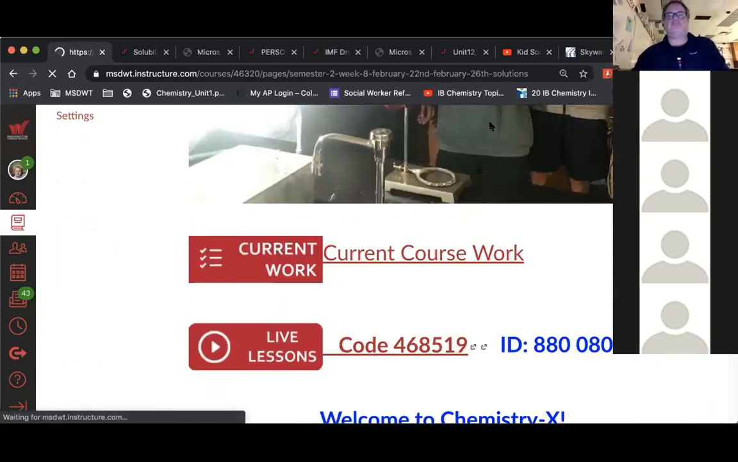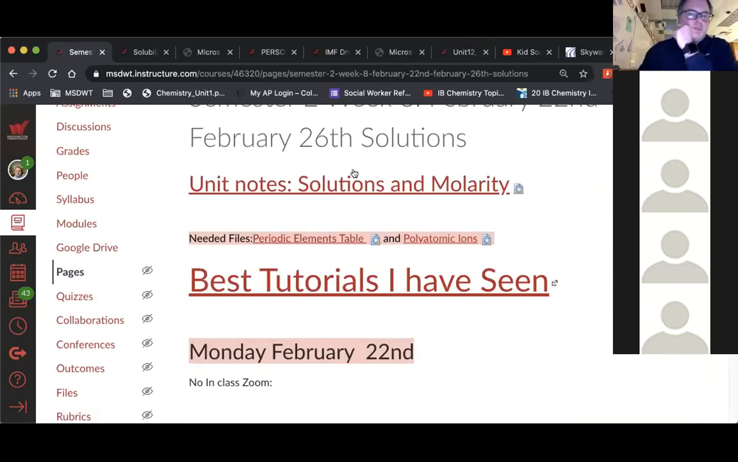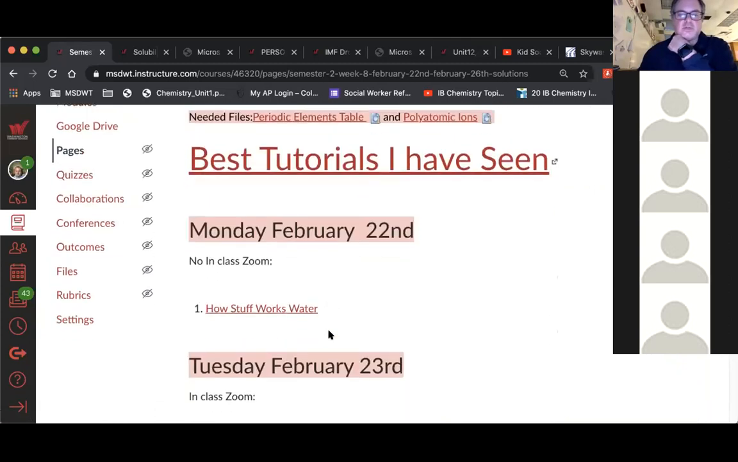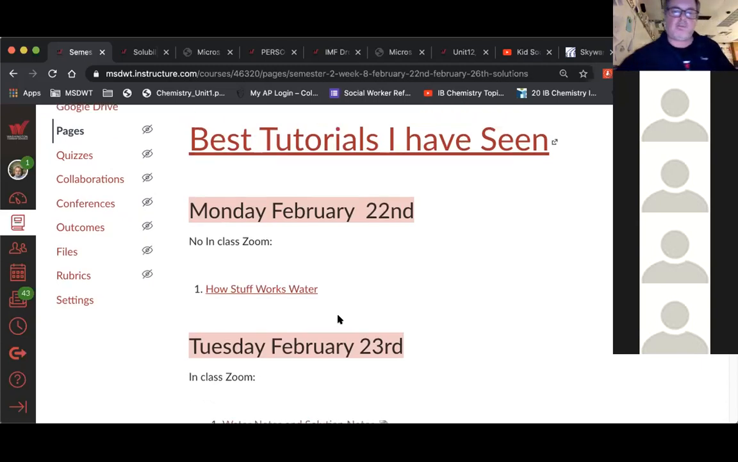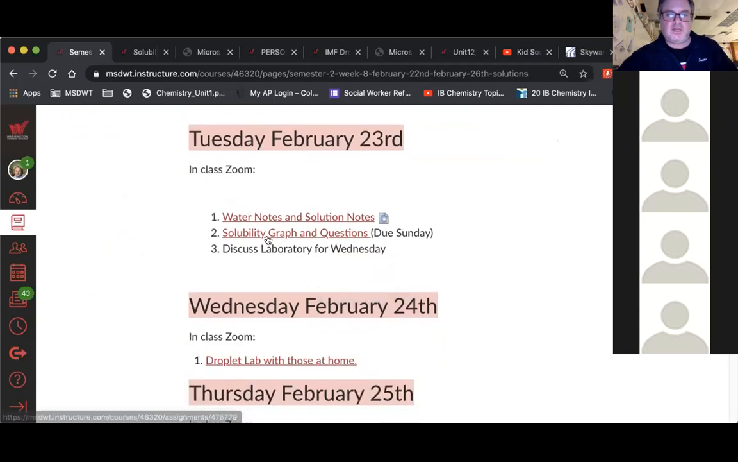So if you take a look, current work. This is the new unit, so you'll need to get that out and print that out if you have not done so already. Hopefully yesterday you watched How Stuff Works Water. We are going to answer the second page of that, which is actually the first page of the new unit. And then, so that's water notes. That's what we've got going on today, and the solution notes. And then we'll sign the solubility graph. So we'll go over a few questions on that.